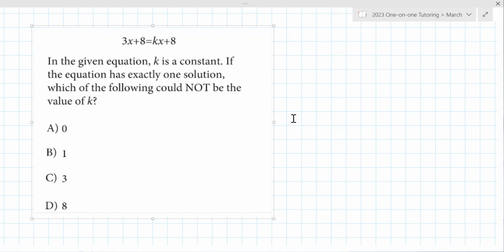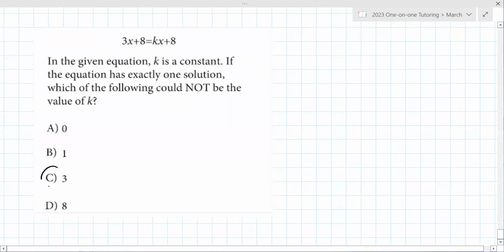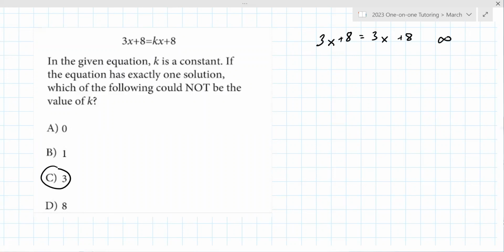Is the answer C? It is, yes. So what you're looking for is what makes the left side look like the right side, because that is infinite. Everything else in this case does give you one solution or something else. But we are looking for one solution.